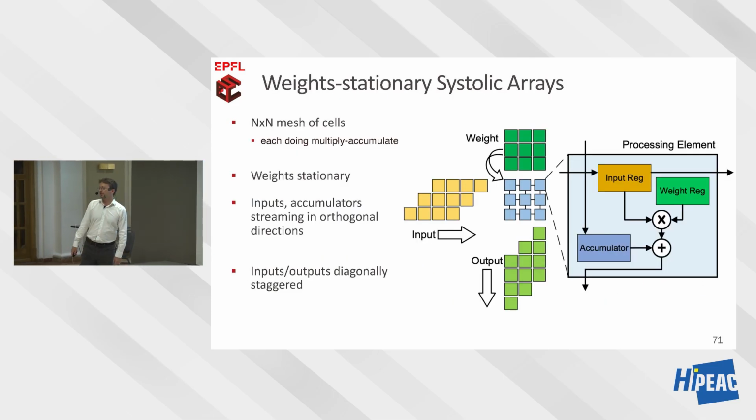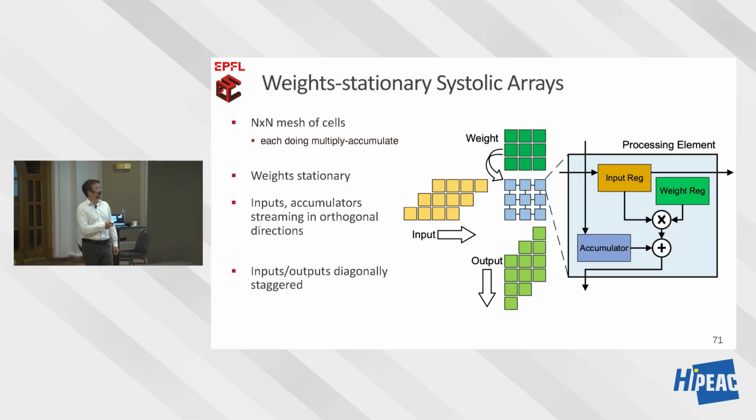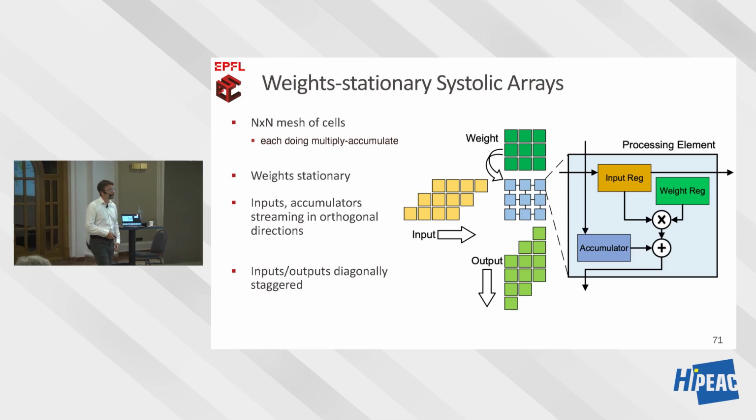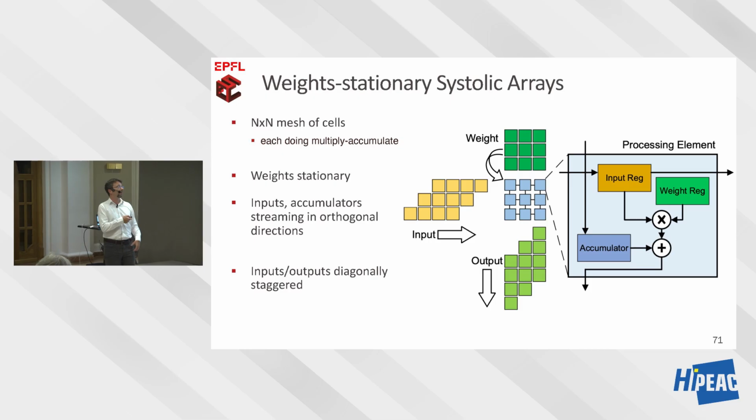So, how does a systolic array work? It is composed of a two-dimensional mesh of cells. In each cell we have 3 registers, 1 multiplier, 1 adder. Then we need a bunch of FIFOs in order to skew the input data and skew the output data.